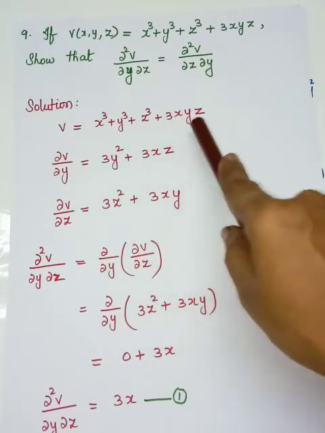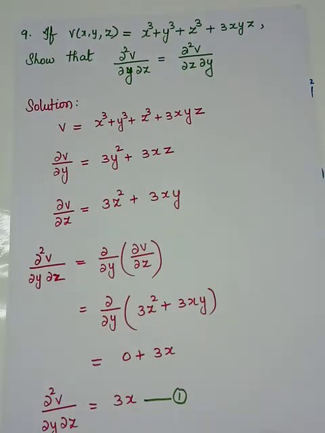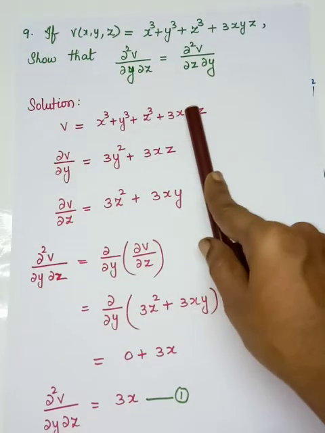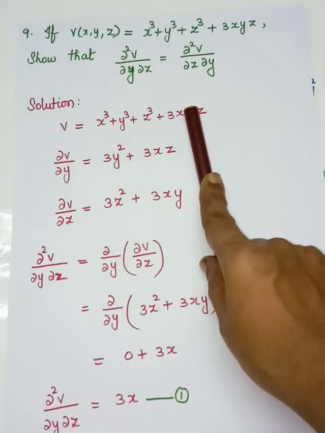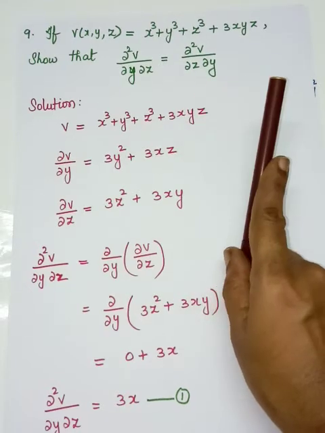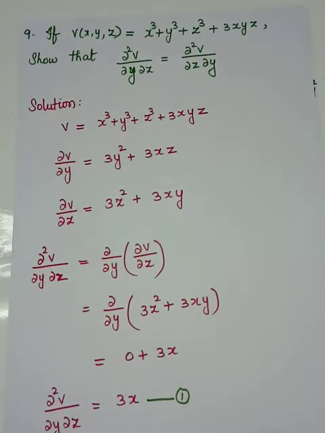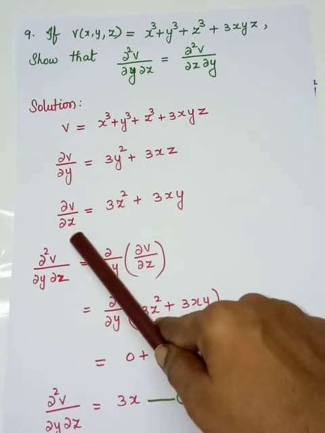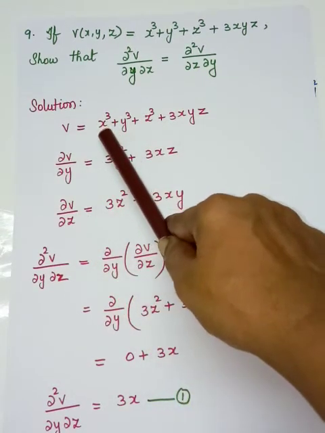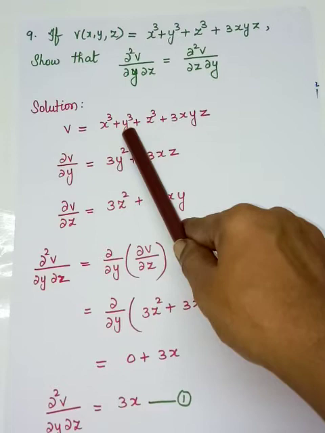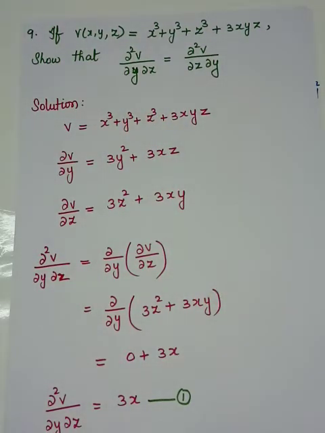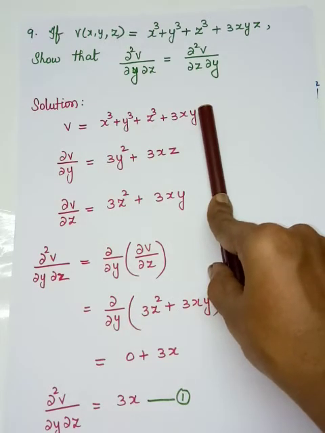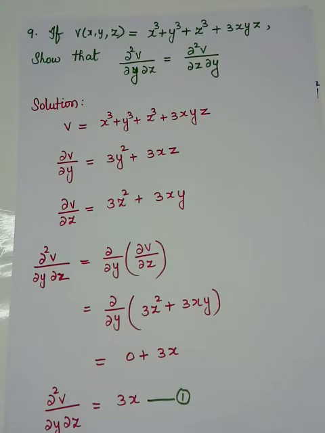And come to 3xyz. The three variables x, y, z are involved. Now you are differentiating with respect to y. What are the constants involved? Except y, the remaining are constants. So 3xz is written out. What is remaining? y. When you differentiate y with respect to y, it is 1. Next you are going for ∂v/∂z. z is a variable, x and y are constants. So the first term's differentiation is 0 and the second term's differentiation is also 0. When you differentiate z³, it is 3z². So here what is a constant? Except z, 3xy is a constant. When you differentiate z with respect to z, it is 1.